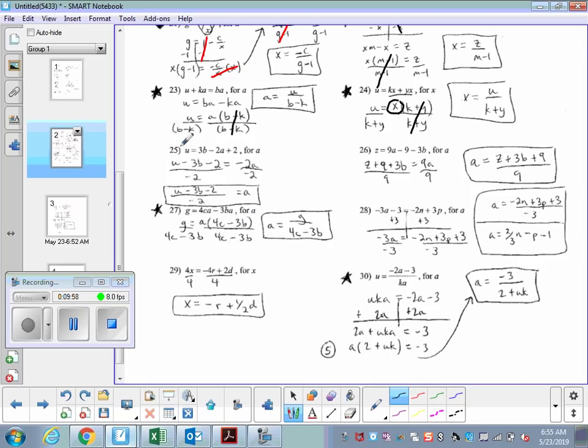now we're on number 25 here. So we're trying to solve this for a. So in one step, what I recognized was that I just subtracted the 3b, and I'm going to subtract the 2. So over here, I've got u minus the 3b minus the 2, and that cancels it out over here. And all I'm left with on this side is the negative 2a. Now I can divide both sides by the negative 2, and a is by itself. So we get u minus 3b minus 2 all over negative 2.